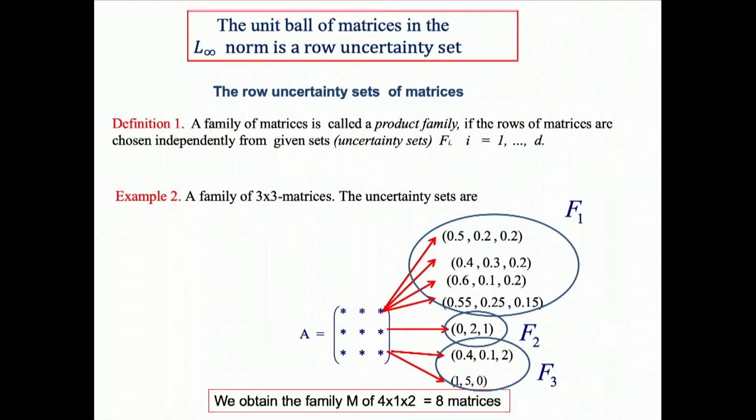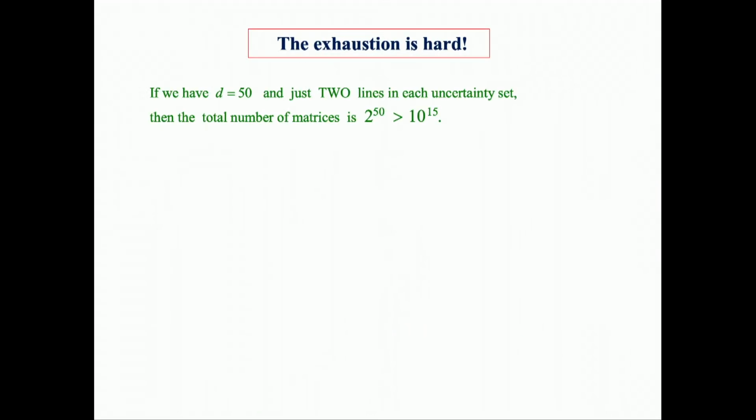The same is true when our uncertainty sets are not finite but polytopes. This is the same because taking the convex hull changes nothing. But unfortunately, in general, the exhaustive search is hard, because already a Boolean cube, when we have just 2 elements for each row, contains 2 to the power of 50 elements. And it's not possible to consider them all.